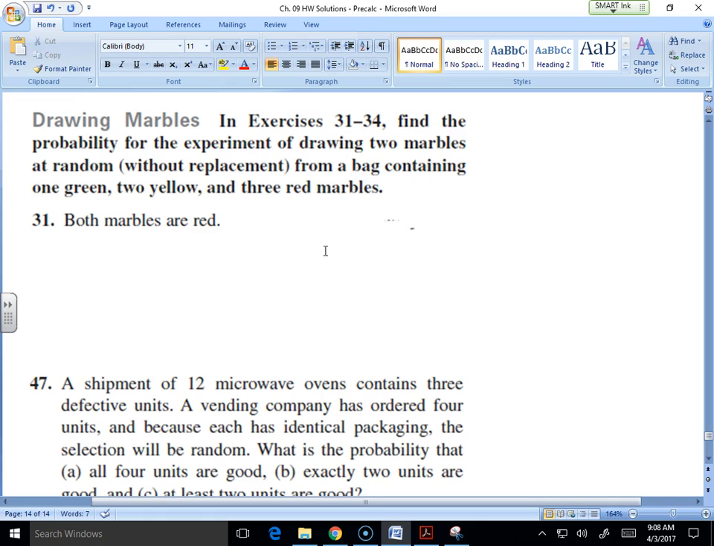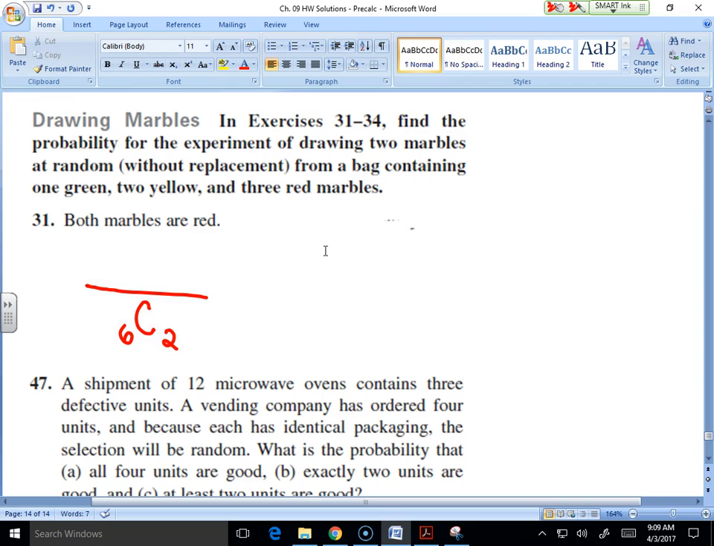So for this example, we know we can make a fraction because it's probability, right? How many total marbles are there for our sample space? Doesn't matter the colors, just total. I see 6, right? So we have 6 marbles, and we're choosing how many? 2. Why did I choose combination?